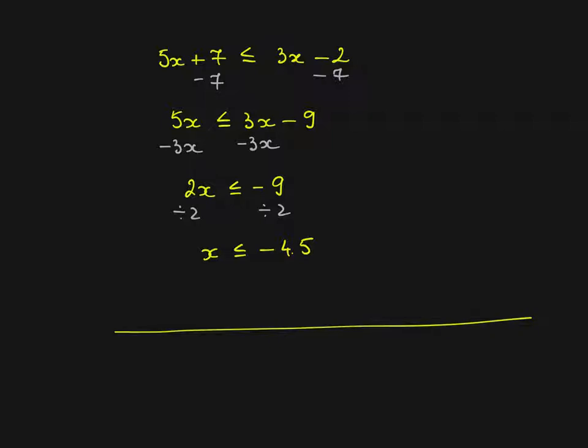So on our number line, if here is 0, -3, -4, -5, and so on, then -4.5 is somewhere here. We include -4.5, and this is your solution. Yeah, so all the x's that will verify this inequality will be here.